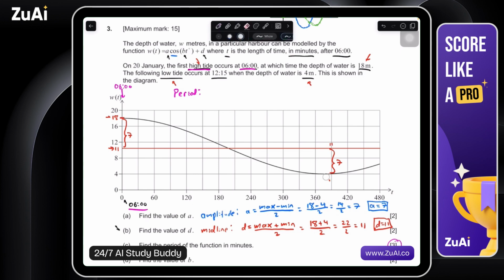And I'm going to erase some of this. All the way here, we have our low tide, which is hard to tell on the graph, and that's probably purposeful. Low tide occurs at 12:15, and here it's in minutes, so we're going to need to do some conversion. But we know when the max occurs, and we know where the min occurs.